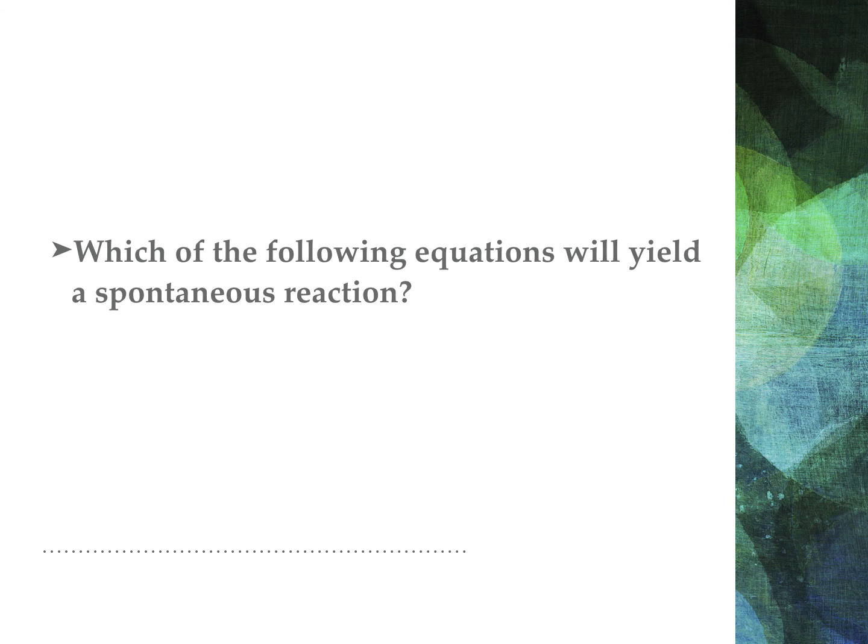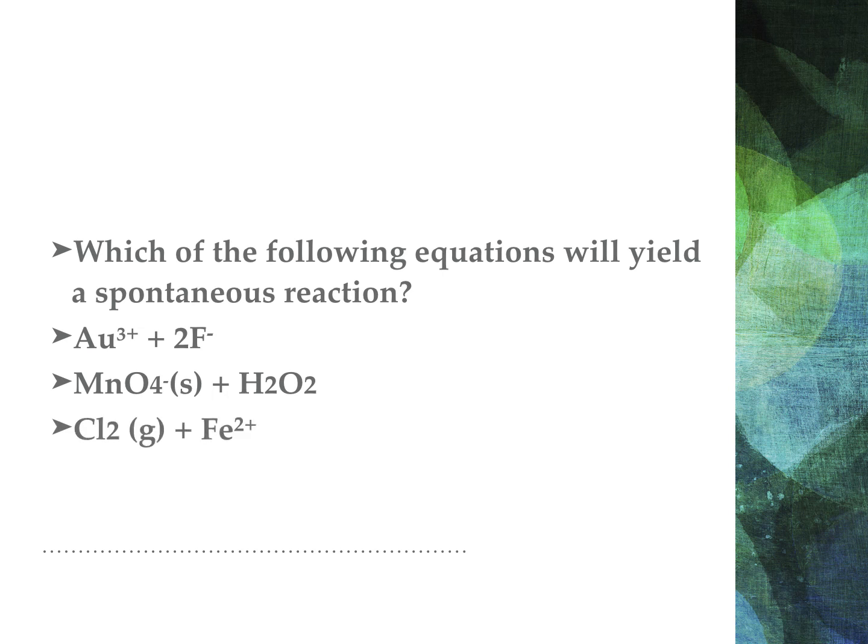Now, let's take a look at another example. Which of the following equations will yield a spontaneous reaction? Well, the first thing to do is to determine which is the oxidizing agent and which is the reducing agent in the reactions. In the first equation, the gold ion can only be reduced and the fluoride ion can only be oxidized. However, the fluoride ion is above the gold ion on the table. Since we have a strong oxidizing agent and a weaker reducing agent in comparison, the fluoride does not have enough energy to give up its electrons.